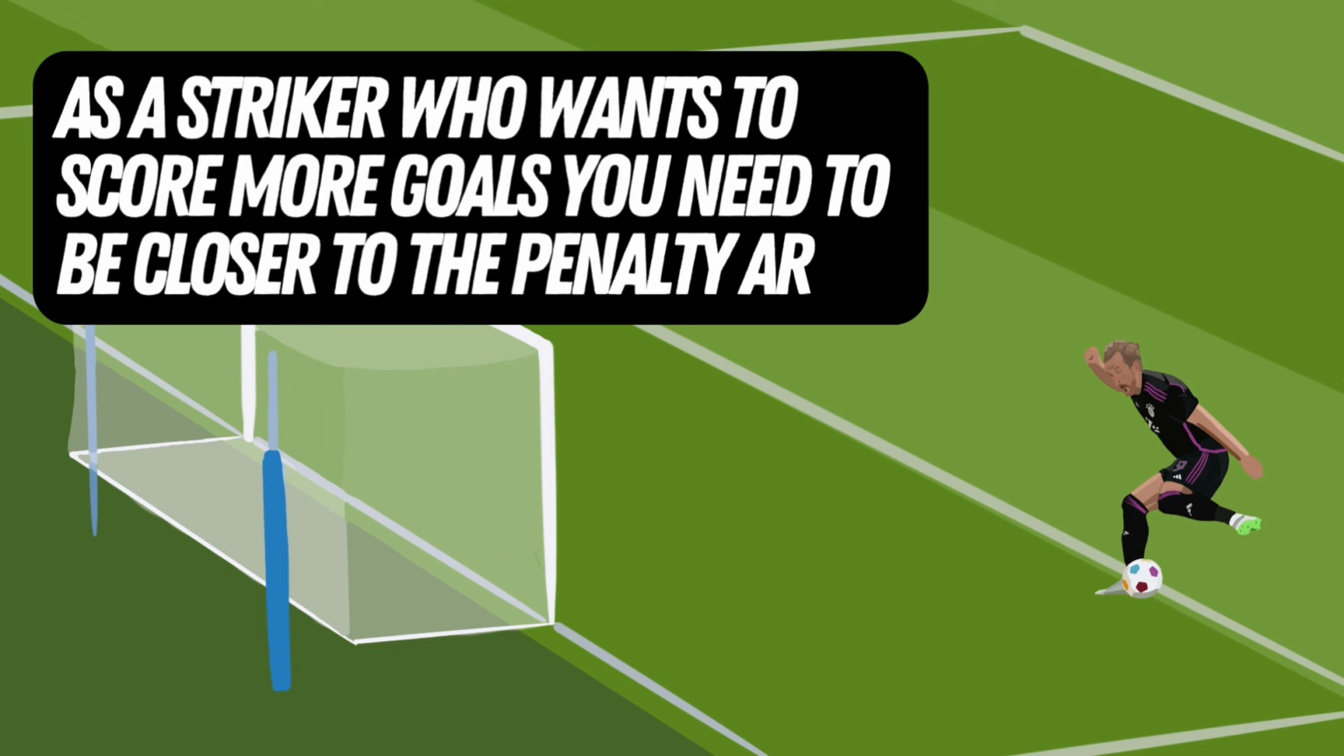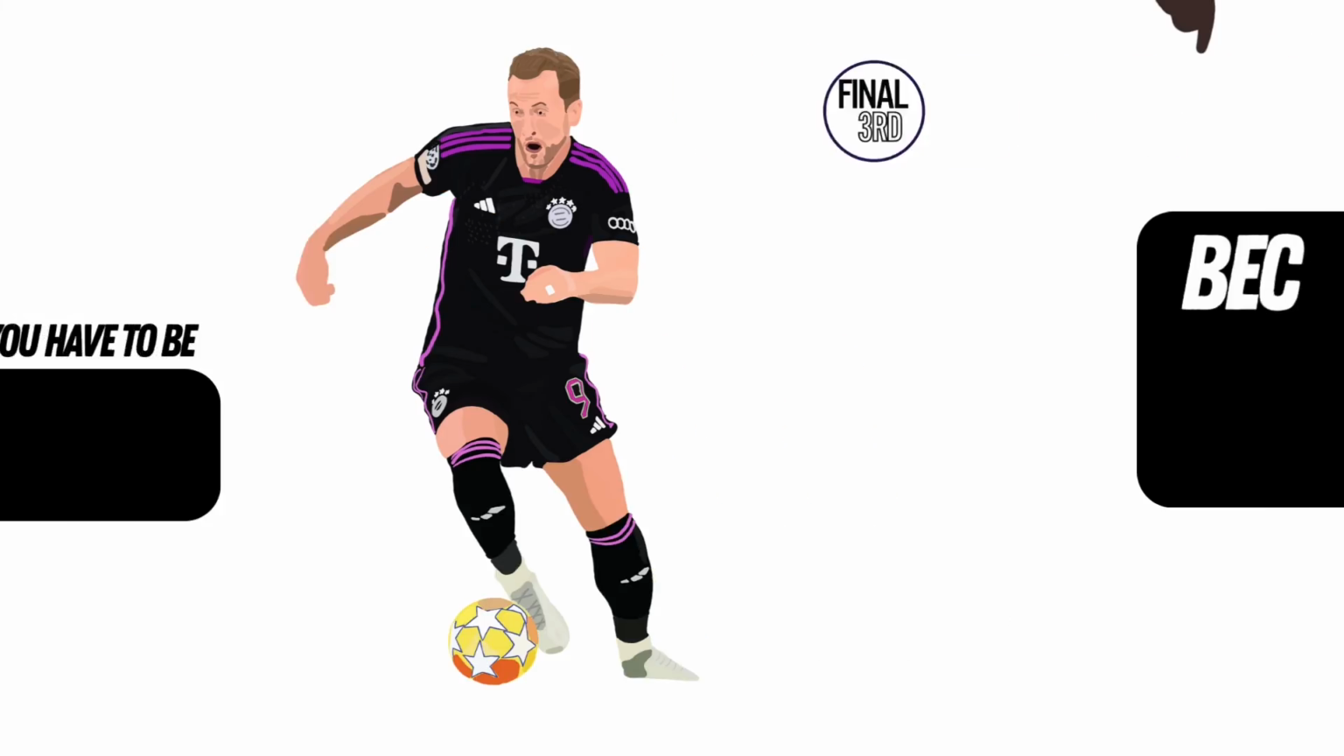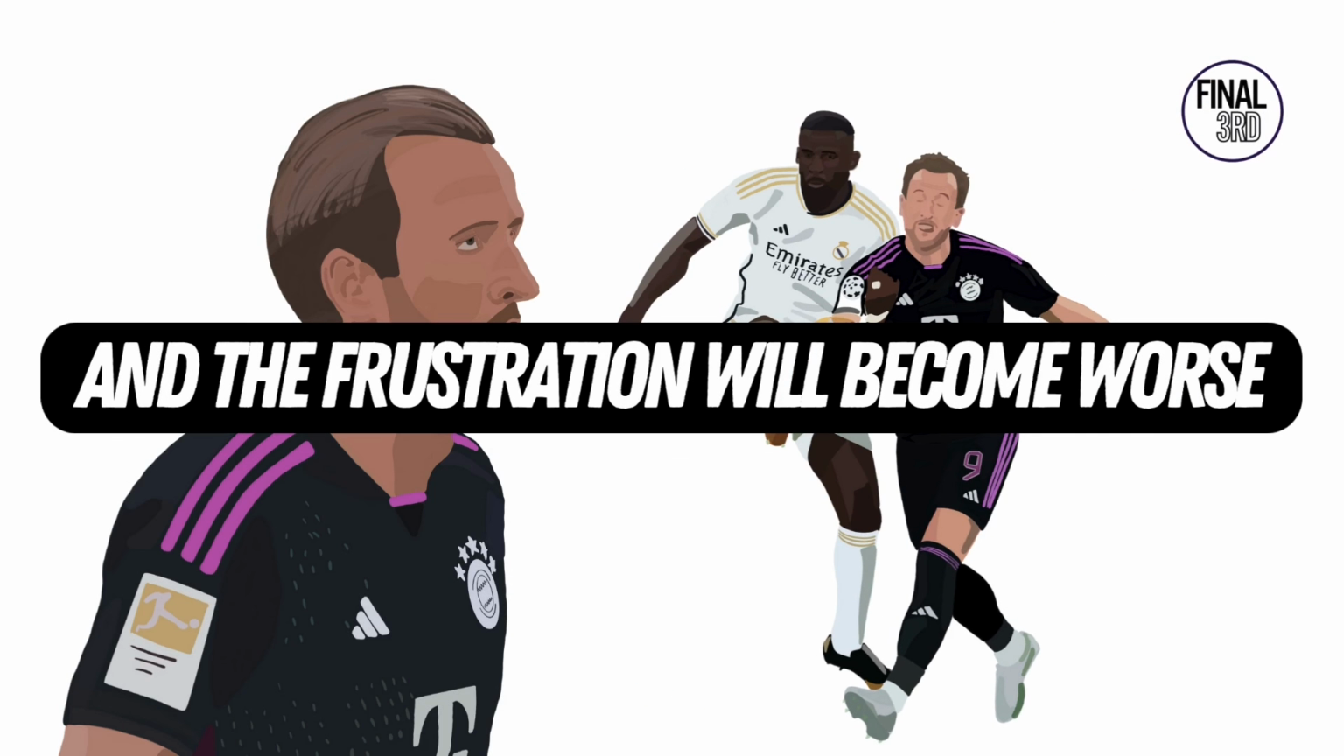And as a striker who wants to score more goals, you need to make sure that you're closer to the penalty area. And to do that, you have to be patient. You need to know that you might become frustrated, but you don't go searching in the wrong places for the ball. Because if you do, the frustration will become worse. Keep patient, keep making those runs in behind the defence.